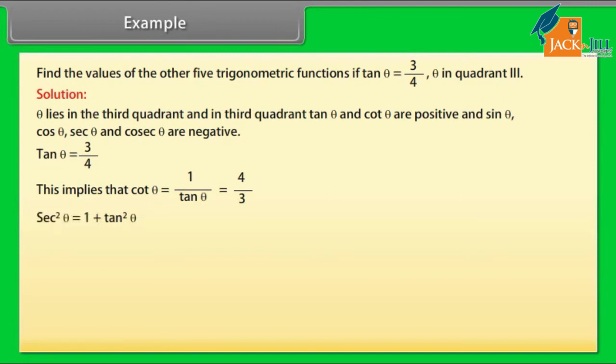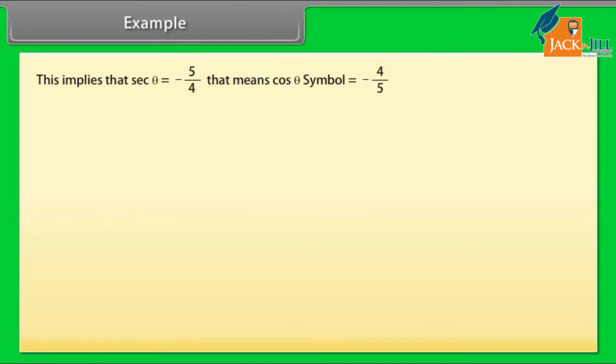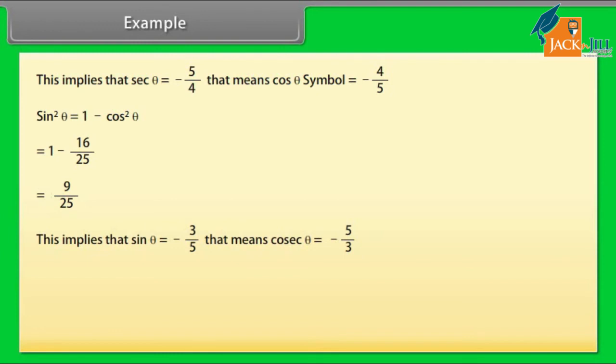Sec²θ = 1 + tan²θ = 1 + (3/4)² = 1 + 9/16 = 25/16. This implies that sec θ = -5/4. That means cos θ = -4/5. Sin²θ = 1 - cos²θ = 1 - 16/25 = 9/25. This implies that sin θ = -3/5. That means cosec θ = -5/3.